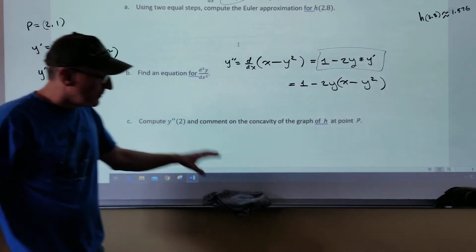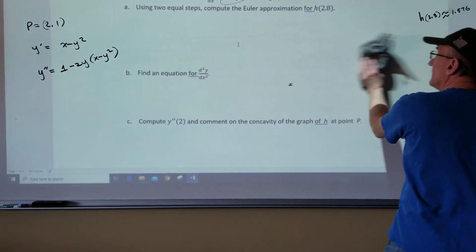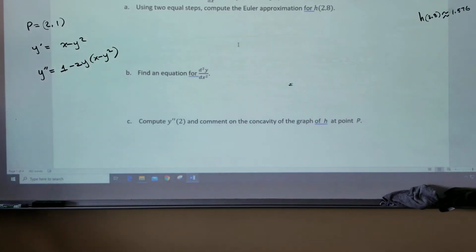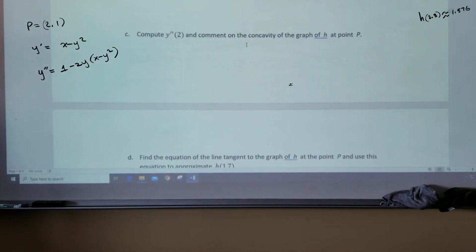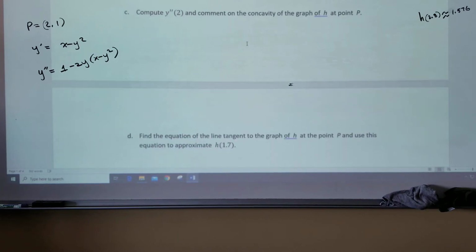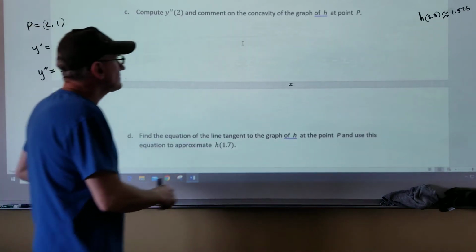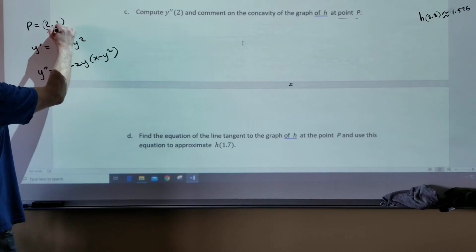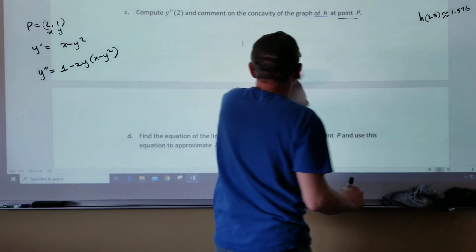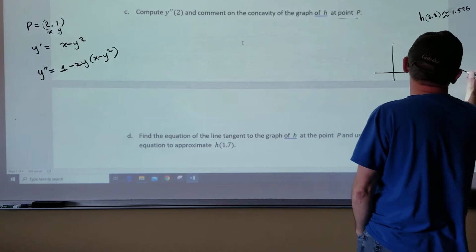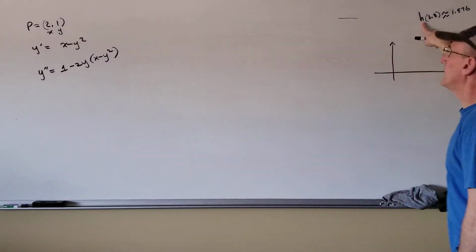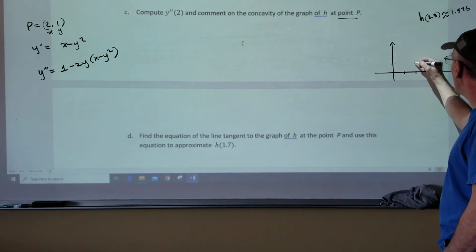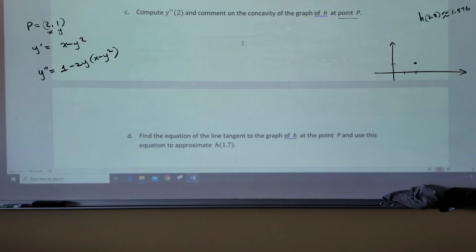And I have a feeling we're going to refer back to that in a minute, so I'll erase this and I'll scroll. And in part C, it looks like we're supposed to compute an approximation for y double prime of 2 at the point P. So you have to remember P is (2, 1). And to make a quick sketch of what's going on here, you've got a graph called h. There's a point on that graph, (2, 1), about there.